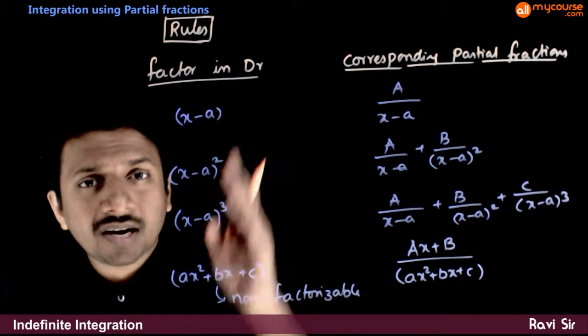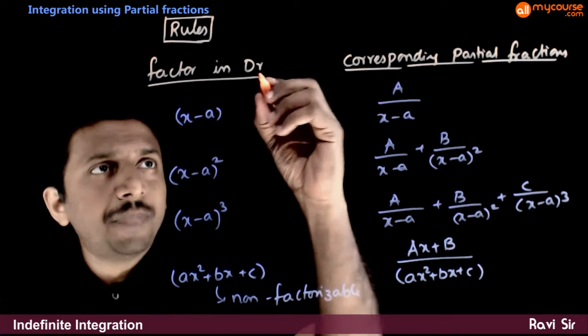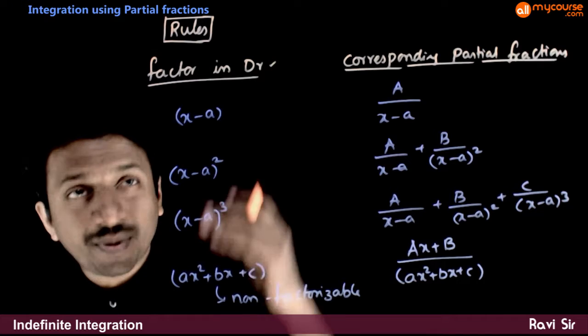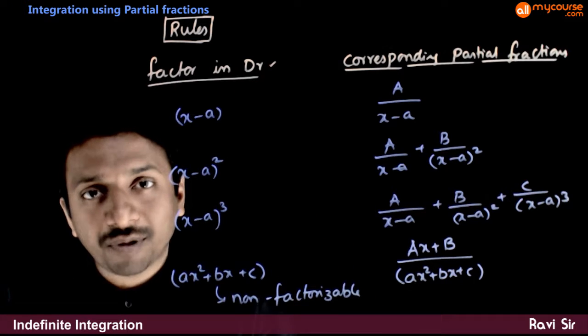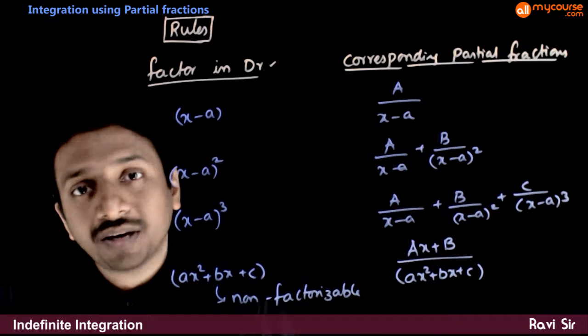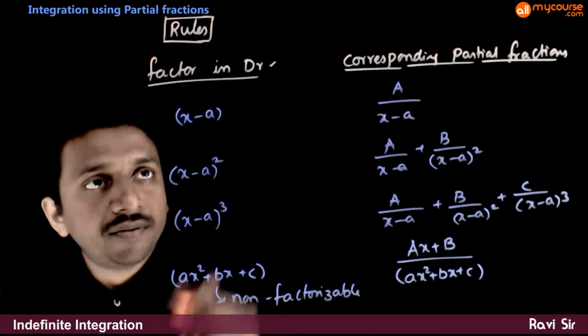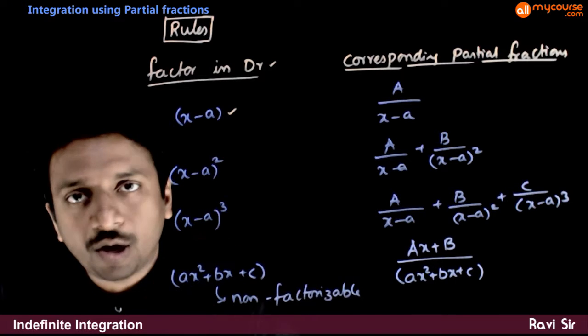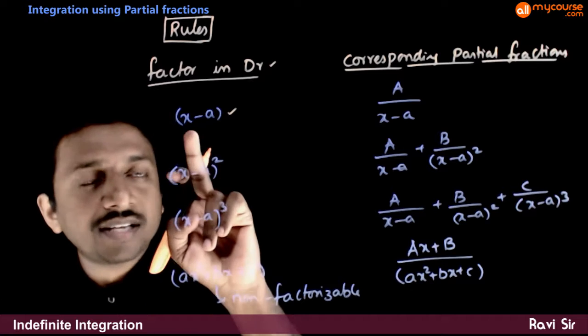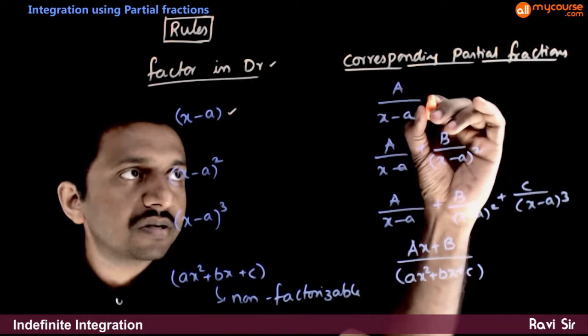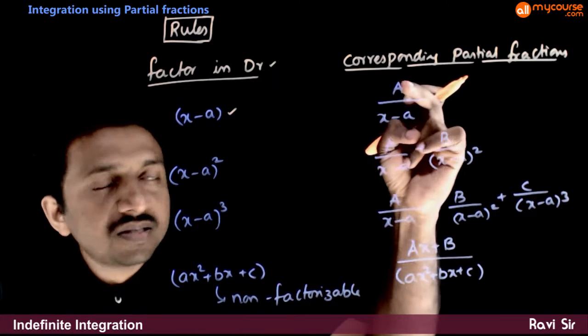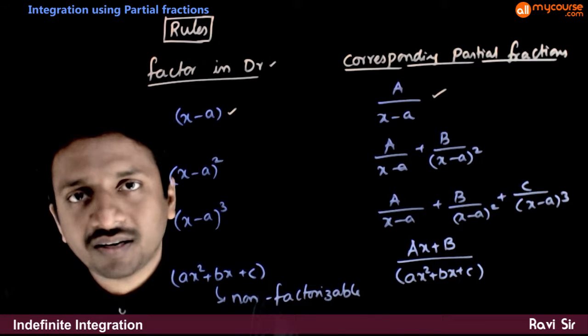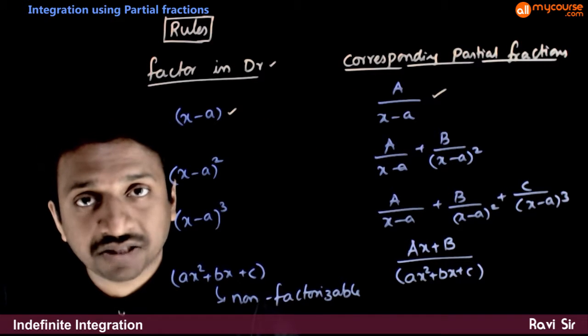The rules as such are quite simple. Depending on the factor that you have in the denominator, you have to choose the corresponding partial fraction. For example, if you have a linear factor in the denominator, x minus a, corresponding to this linear factor, you choose a partial fraction, some unknown divided by that linear factor.